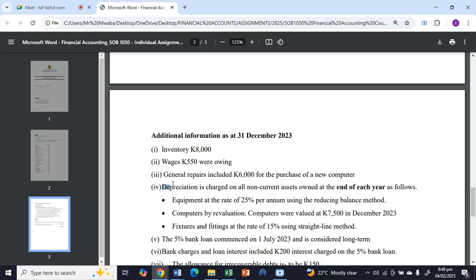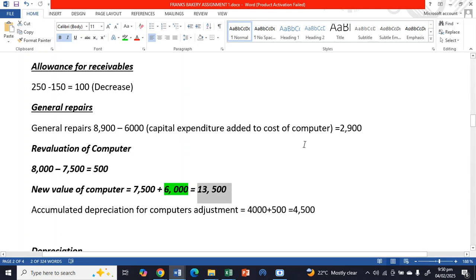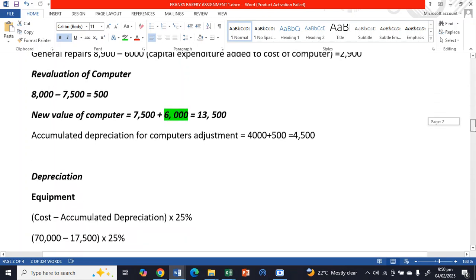Depreciation is charged on all non-current assets owned at the end of each year as follows. Equipment, at the rate of 25% per annum using the reducing balance method. For computers, we've done. Fixtures and fittings at the rate of 15% using the straight line method. So, as I said, depreciation is loss in the value of an asset. So, the reducing balance method, this is how you use it. This is the formula.